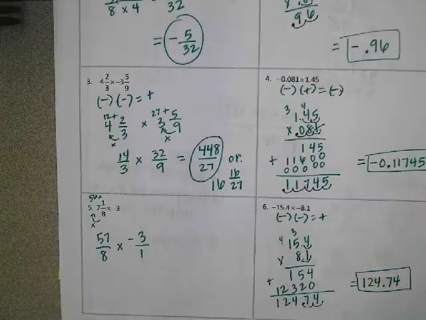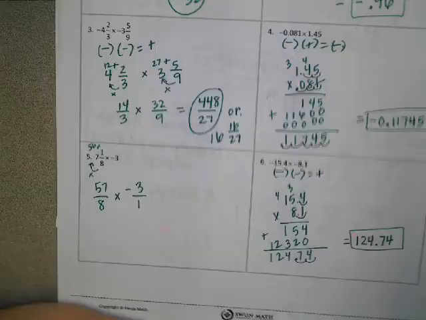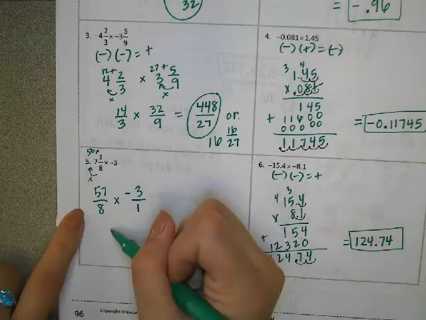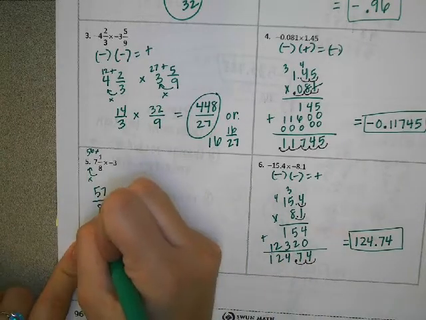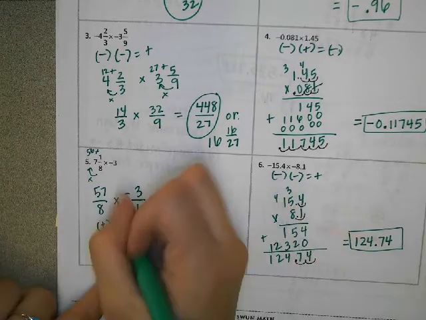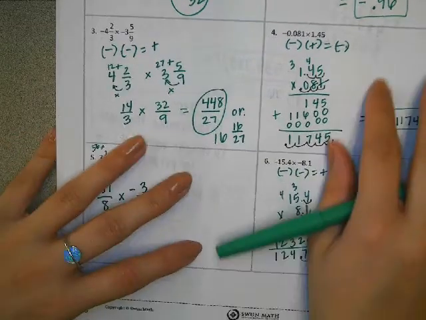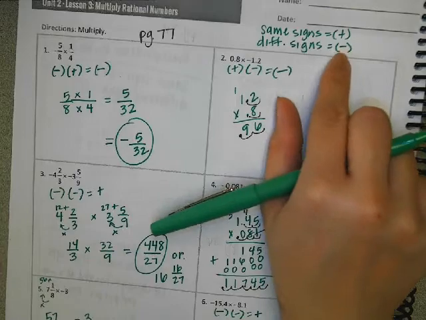The last one, number 5. I'm going to figure out what my sign needs to be. So we have a positive 57/8 times a negative 3/1. A positive times a negative, 2 different signs. So I know my answer is going to be negative.